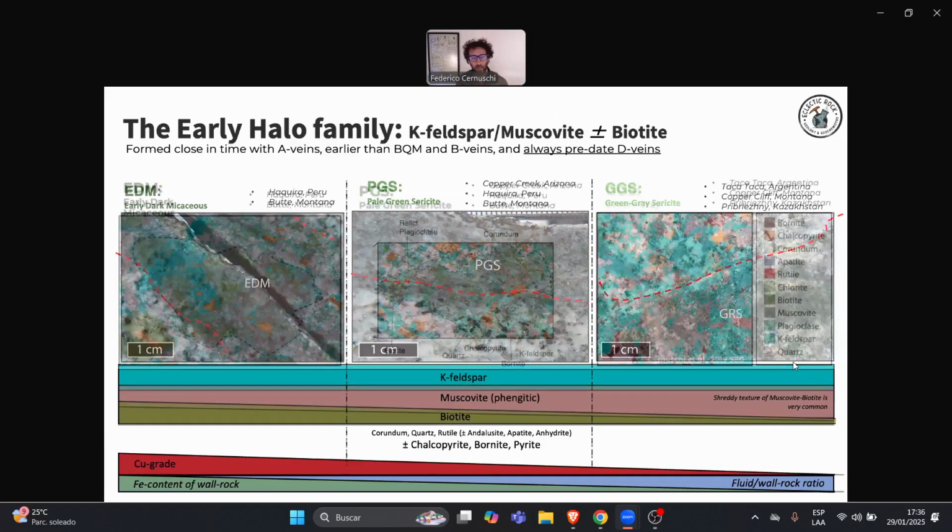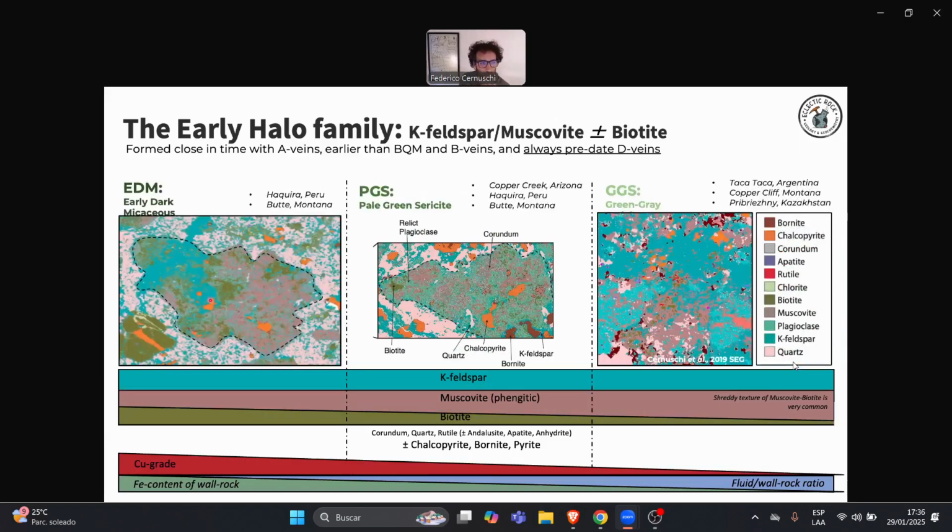This is how it looks on a ChemScan. This is K-feldspar, the green is biotite, muscovite is in this reddish color, and chalcopyrite. When you go from EDM to pale green sericite, there's less biotite, and when you get to green-gray sericite, there are just traces of biotite. But the other mineralogy is still the same.